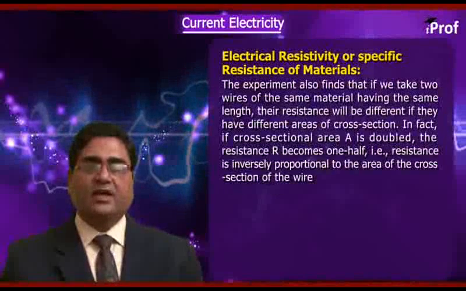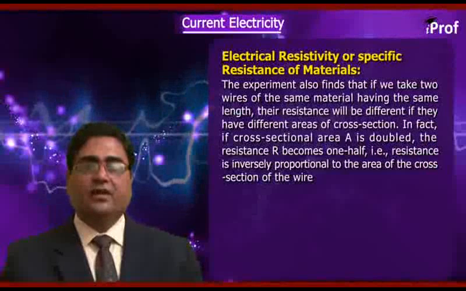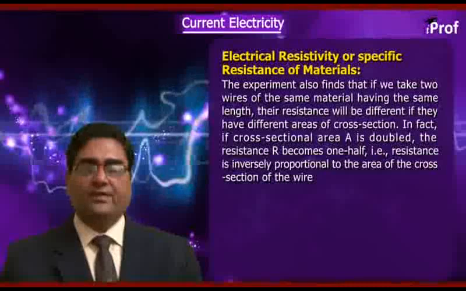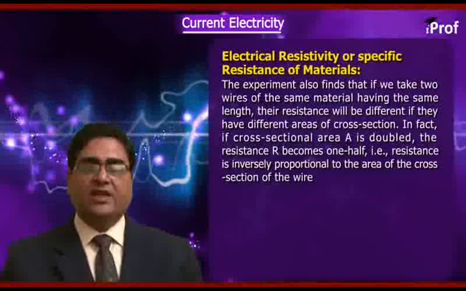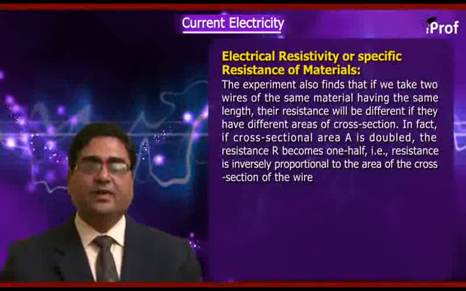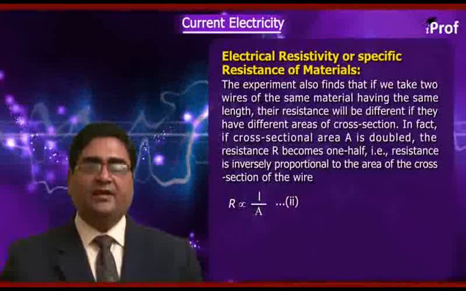The experiment also finds that if we take two wires of the same material having the same length, their resistance will be different if they have different areas of cross section. In fact, if cross-section area A is doubled, the resistance R becomes 1/2, that is, resistance is inversely proportional to the area of cross section of the wire. R ∝ 1/A, equation 2.